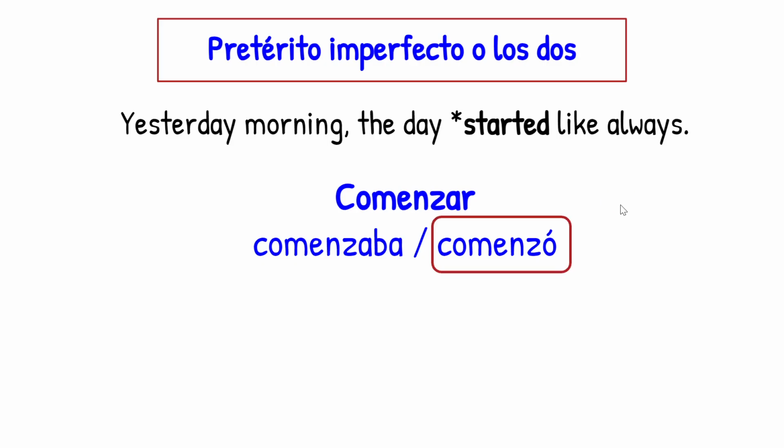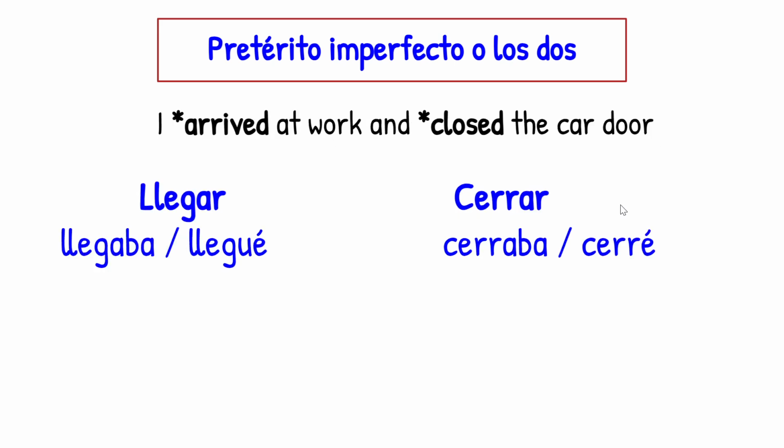All right, comenzar is a trigger word. It's the beginning of an action. The word actually means to begin, so we'll always go with preterite. Comenzó. I arrived at work and I closed the door. Llegar, cerrar. Llegué. This is the action, it's happening, and I closed. Cerré. I wasn't doing it over and over again.